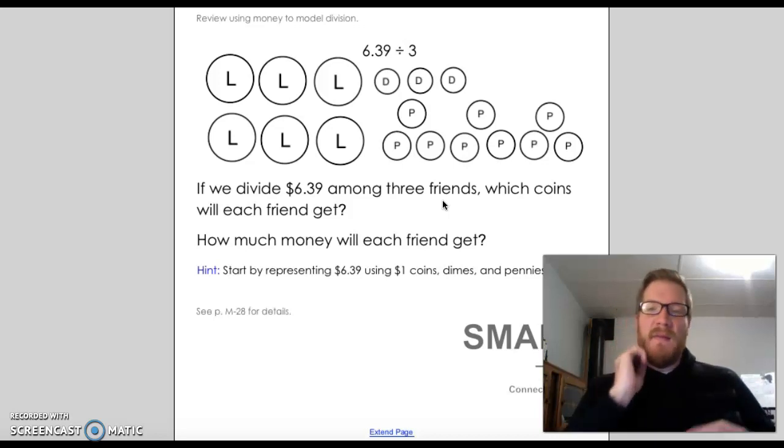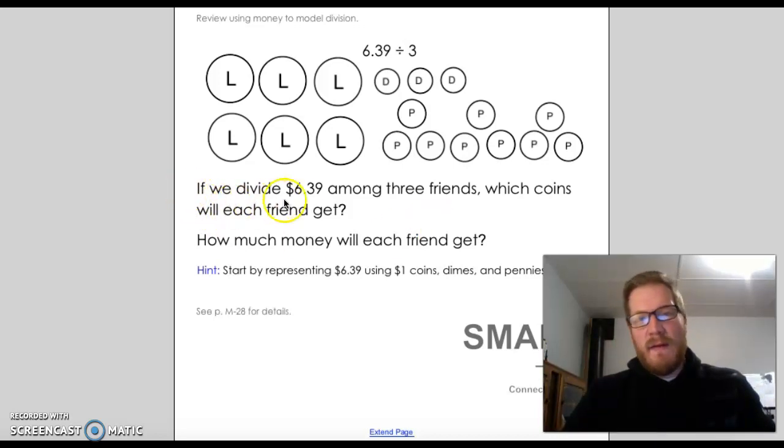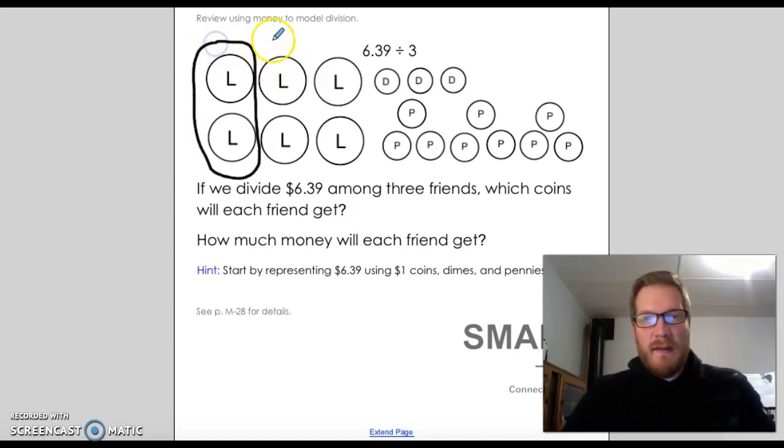We're going to divide them into 3 even groups, because the question here is, if we divide $6.39 among 3 friends, which coins will each friend get? So we're going to divide each of these groups of coins into 3. I'll use my draw tool. If I take these 6 loonies and divide them into 3 even groups, each friend is going to get 2 loonies, which means they're going to get $2. If I divide my 3 dimes into 3 even groups, each friend is going to get 1 dime.